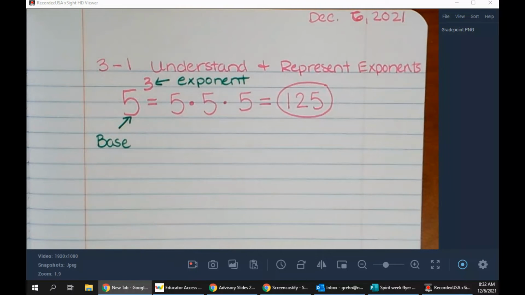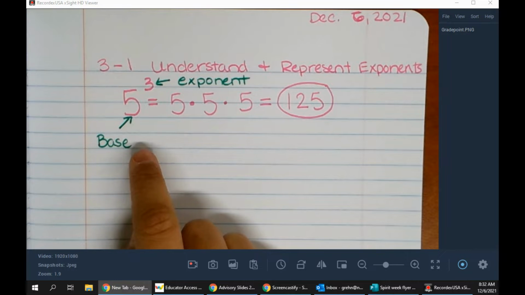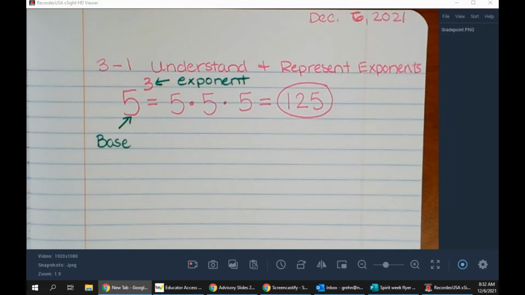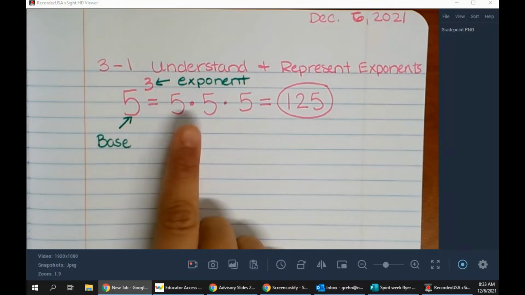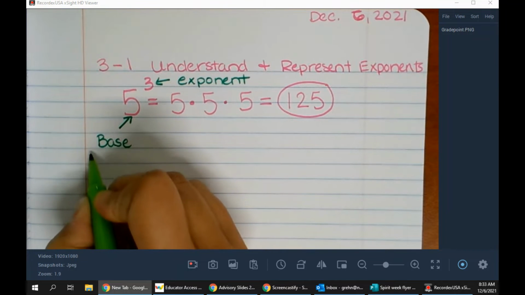And so you'll notice there's a big difference here between exponents and just multiplication. If I were to do 5 times 3, that's really just repeated addition, 5 plus 5 plus 5, which would equal 15. Whereas with exponents, we have repeated multiplication. So let's go ahead and define the base and the exponent.